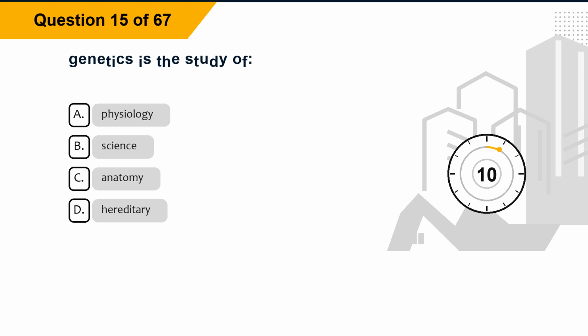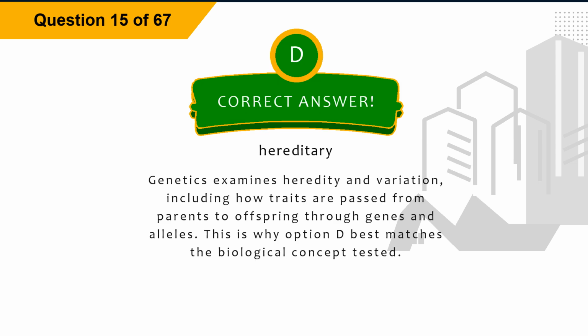Question 15. Genetics is the study of option A, physiology, option B, science, option C, anatomy, option D, hereditary. The correct answer is option D, hereditary. Explanation: genetics examines heredity and variation, including how traits are passed from parents to offspring through genes and alleles. This is why option D best matches the biological concept tested.